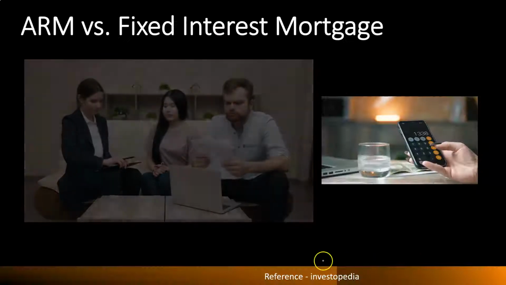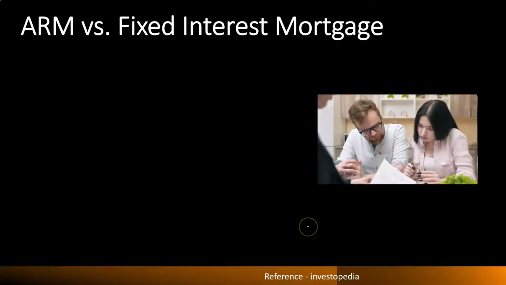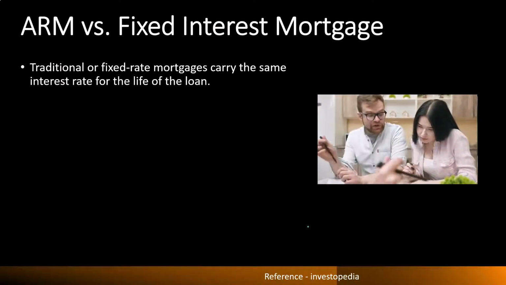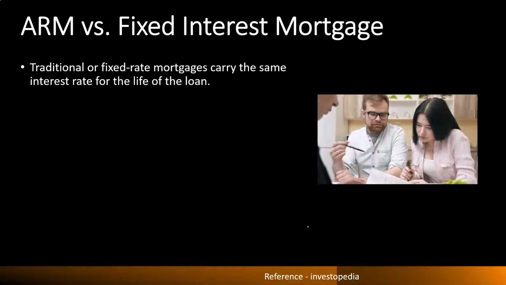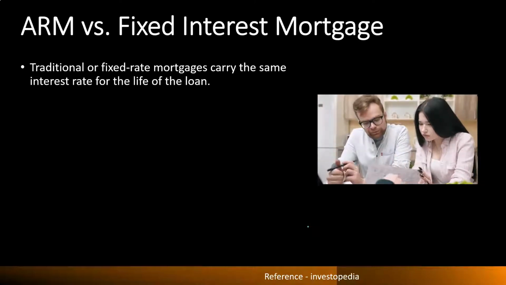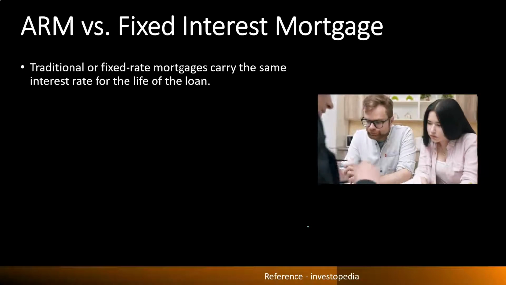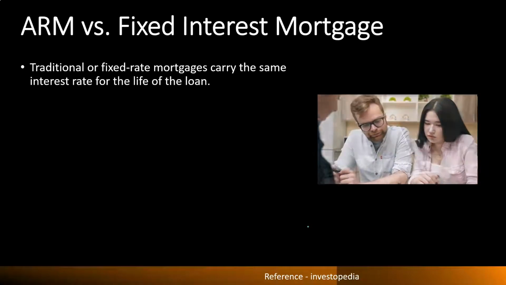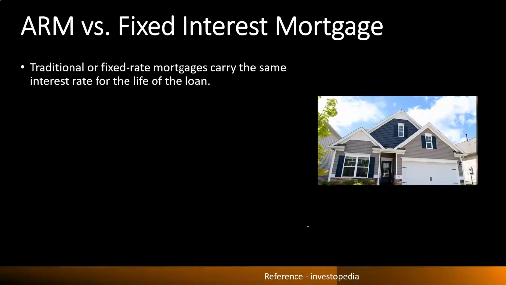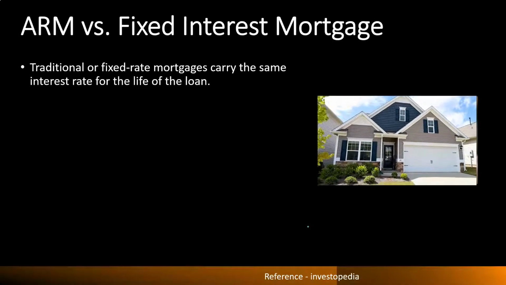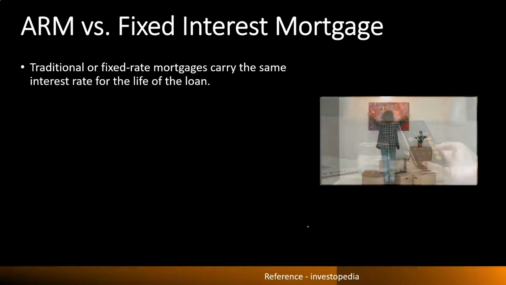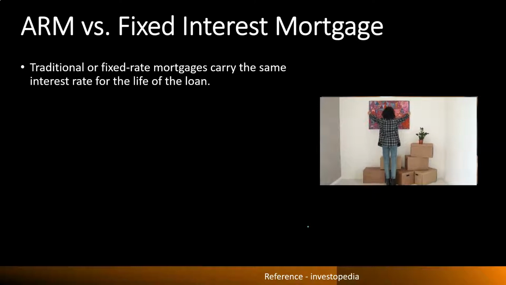So in any case, next item, ARM versus the fixed rate mortgage. So if we compare and contrast the two, remember the fixed rate, that's kind of our standard, and even more standard would probably be the 30-year fixed rate type of mortgage. So the traditional or fixed rate mortgage carries the same interest rate for the life of the loan. That's obviously the point here. We got the same rate for the life of the loan. You locked it in. Therefore, as the borrower, you have a lot less risk.